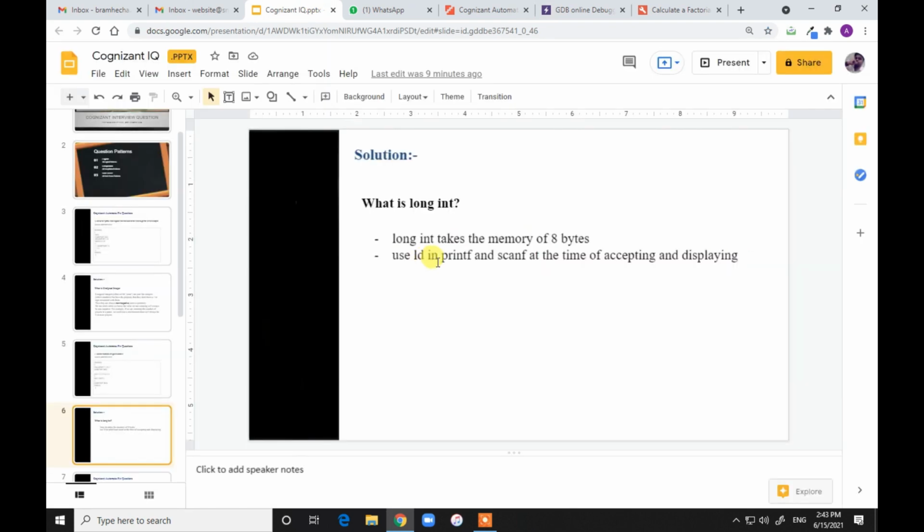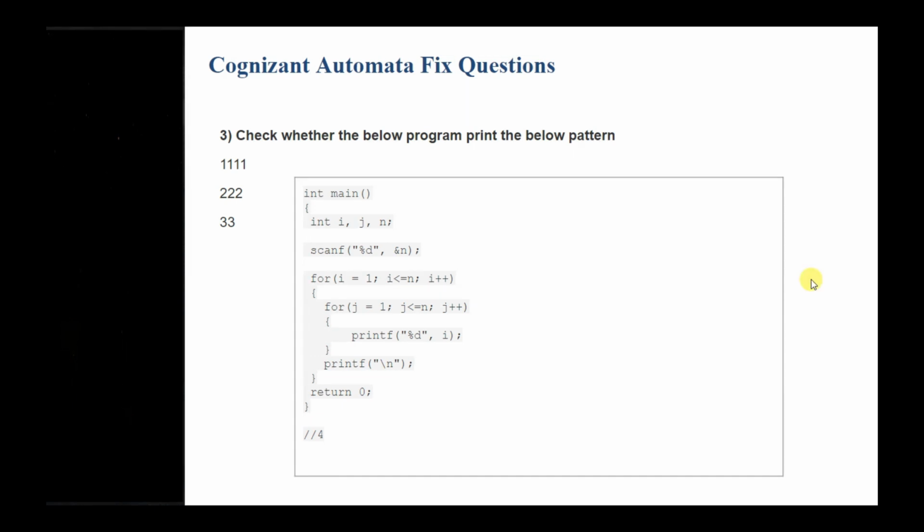Now let's take the third question. So this is our third question, and here it's mentioned to check whether the below program prints the below pattern. The pattern is given and the code is also given. We have to check whether this given code is printing this pattern.